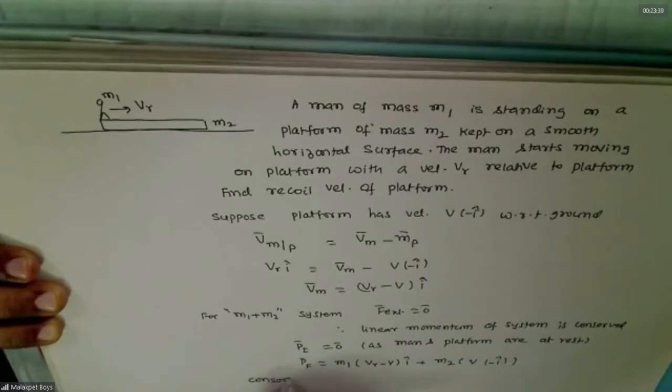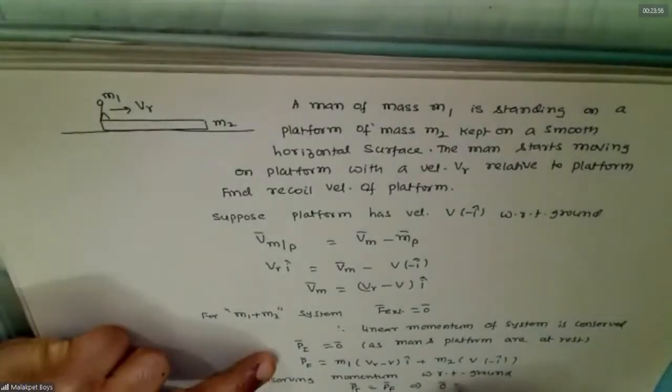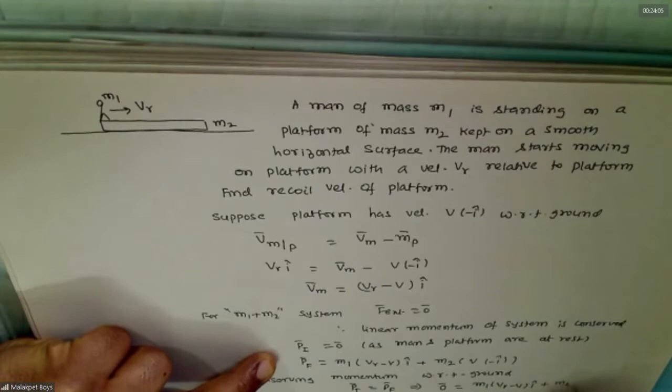Now conserving momentum with respect to ground, you have initial momentum equals final momentum. Okay, this is 0. So this gives you what?